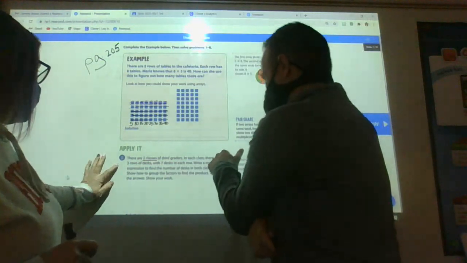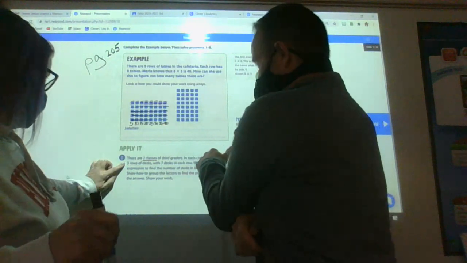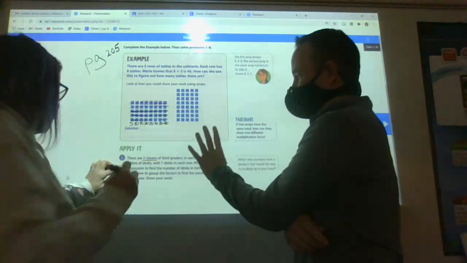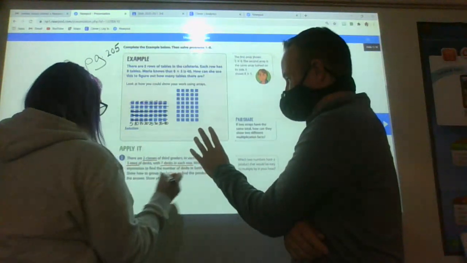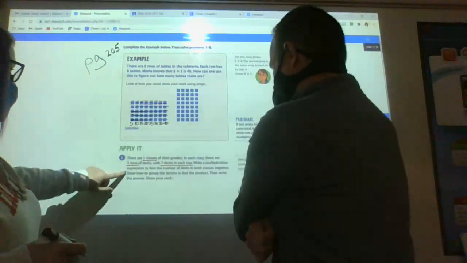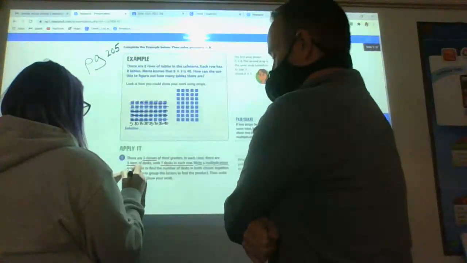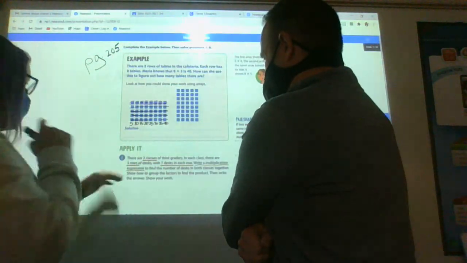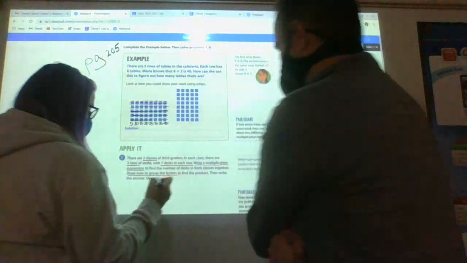Each class, there are 3 rows of desks with 7 desks in each row. Oh, I know what's important here. 3 rows of desks with 7 in each row. Yes. Okay. So let's see. Oh, we have to write a multiplication expression. That's important. We need to do that. Okay. Oh, and then remember, show how to group. Okay. Factors. Yes, I like that.